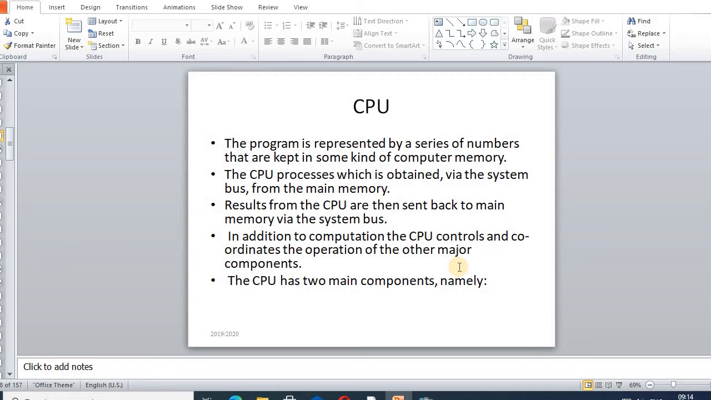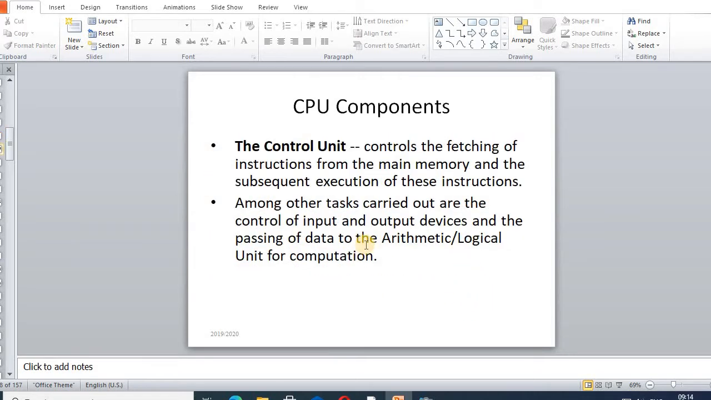The CPU has two main components. Is it okay? One of them is what I call the control unit. What is the work of the control unit on this CPU? Is it okay? It controls the fetching of instructions from the main memory and the subsequent execution of these instructions altogether. So it will control the flow, the fetching.